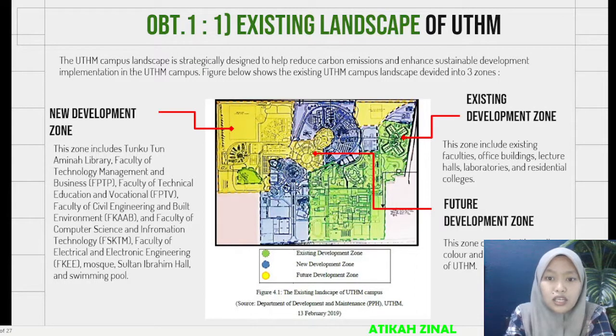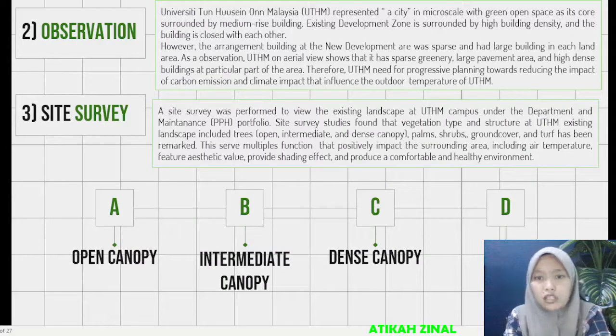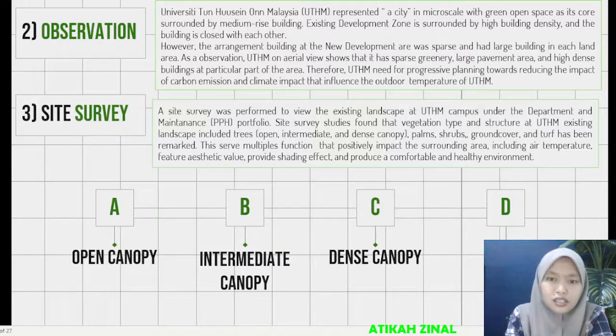Based on the observation, we can see the campus is represented as a city in micro scale, with a green open space as its core, surrounded by medium-rise buildings. The existing development zone is surrounded by high building density, and the buildings are close to each other. It is different from the new building development, which is sparse, with large buildings on each land area and also sparse greenery, as we can see in the aerial view before.